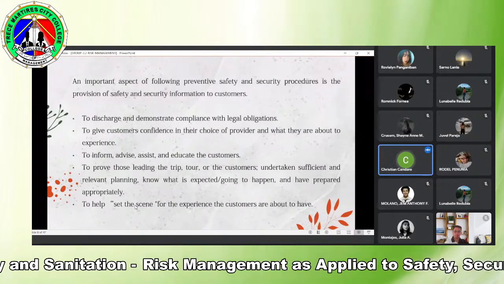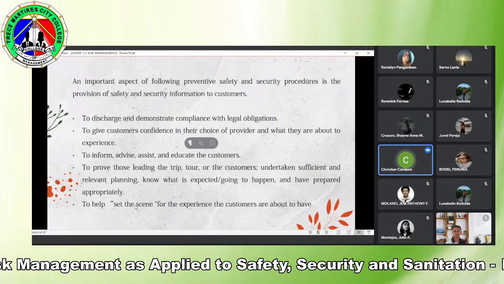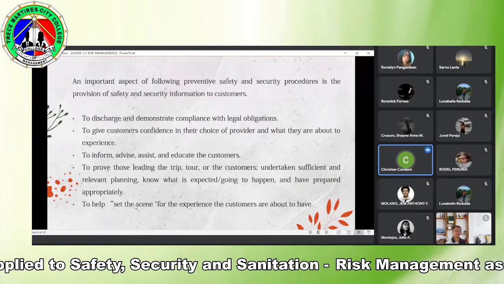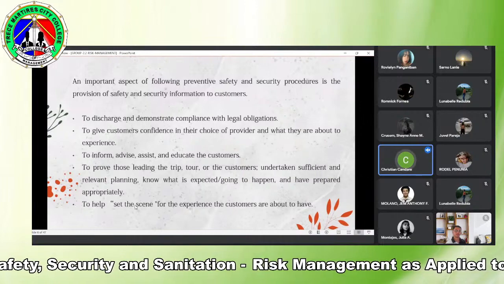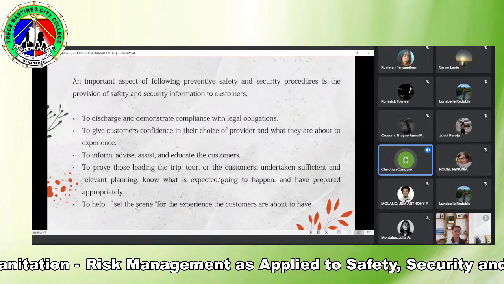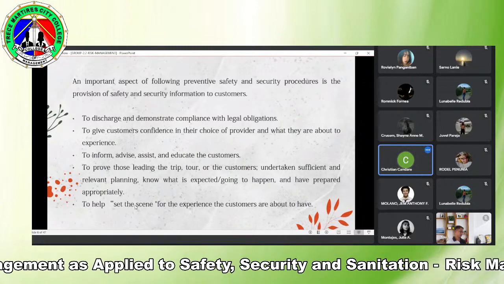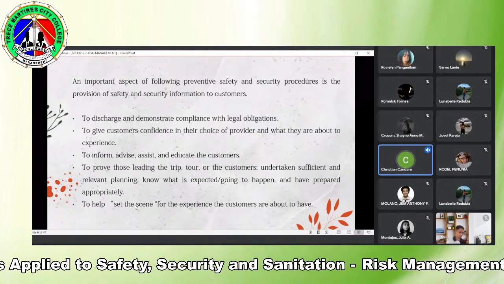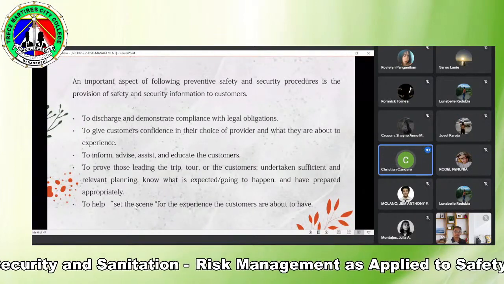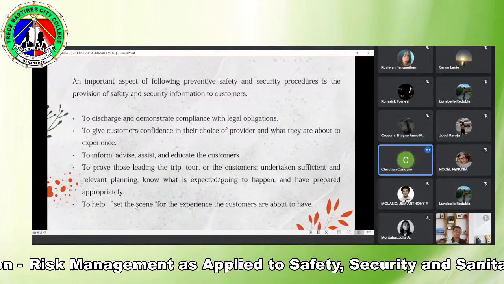Next is to help set the scene for the experience customers are about to have. Customer experience is one of the most important factors affecting positive customer behavior such as loyalty and personal recommendation. In the hospitality industry, customer satisfaction can provide hotels with major competitive advantages, which can directly lead to an increase in profitability and growth. Why is customer satisfaction important for a hotel or restaurant?